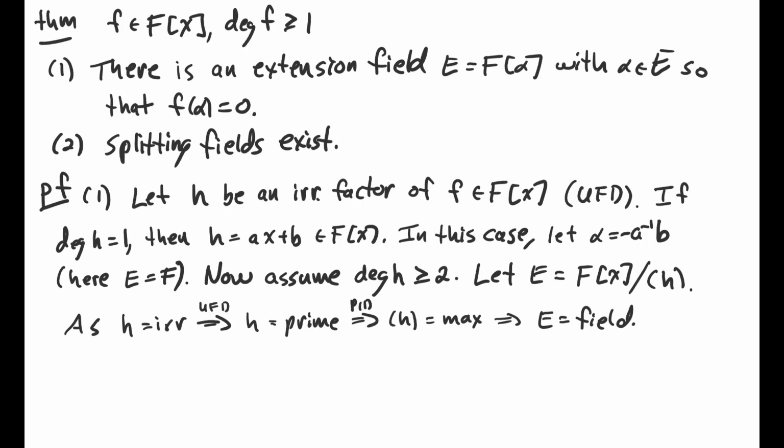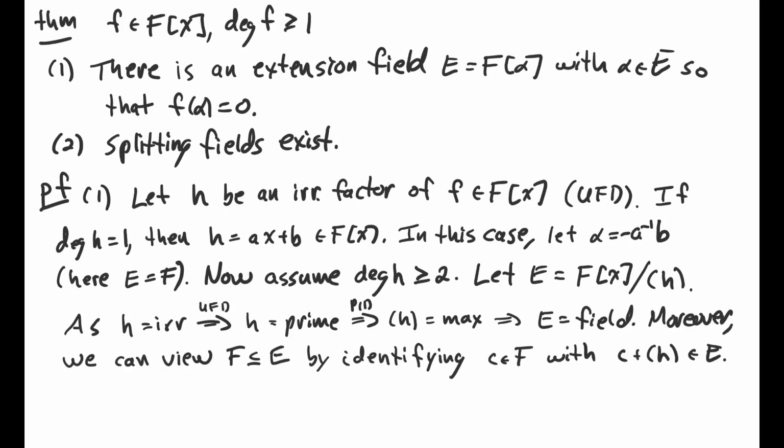Okay, since h is irreducible, and since we're working in a UFD, that means h is prime. Since we're in a PID, that means that the ideal generated by h is maximal, and since it's maximal, that means E is a field. So E really is a field. Moreover, we can view F as a subfield of E by identifying c in F with c plus the ideal generated by h in E. You can see this is an injective homomorphism, and this is an embedding of F into E. And so that makes E an extension field of F.